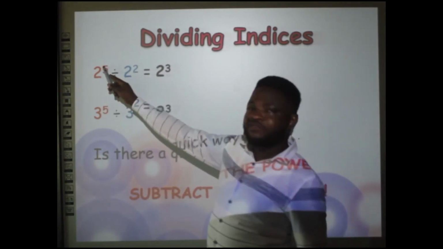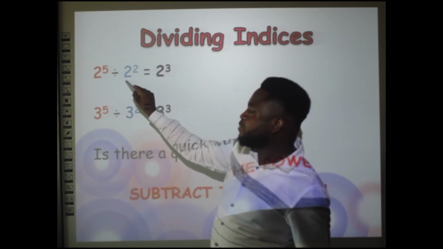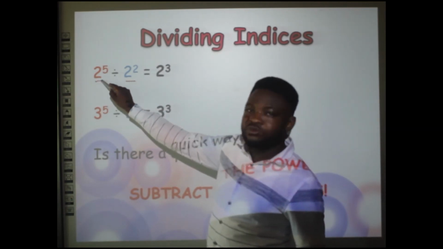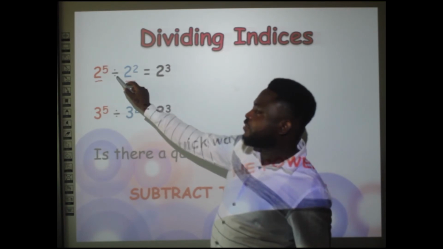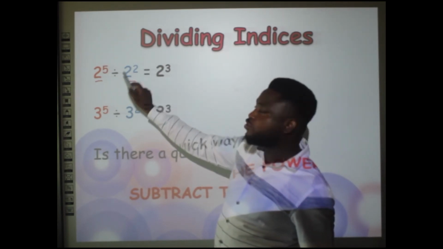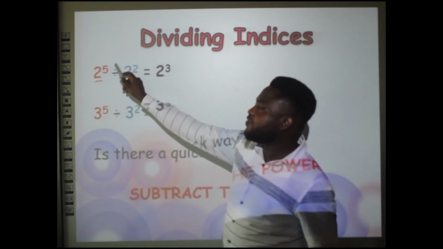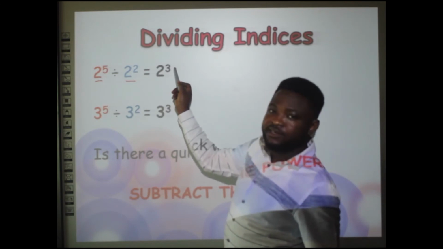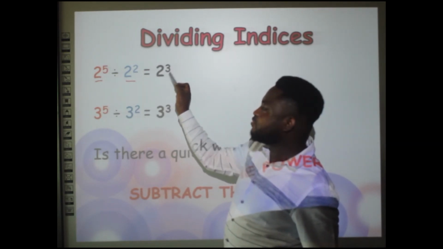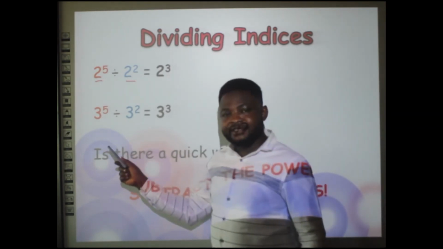2 raised to the power of 5 divided by 2 raised to the power of 2. You have the same base, 2, 2, then you write 2. Now, this operation, the division sign, will turn to subtraction. So this is going to be 5 minus 2. 5 minus 2 will give us 3. So the final answer here is 2 raised to the power of what? 3. Now, let's look at this one again.